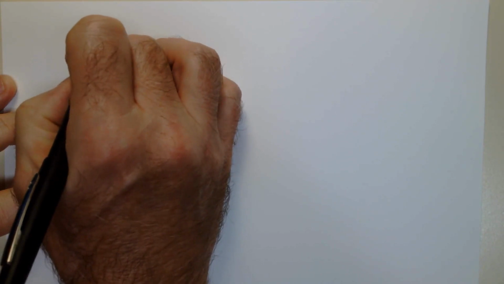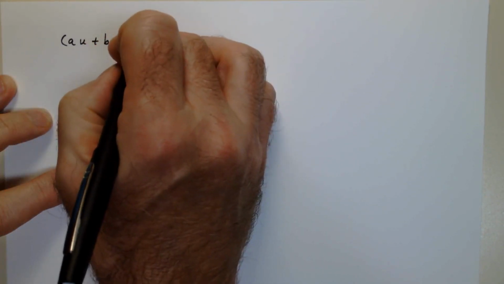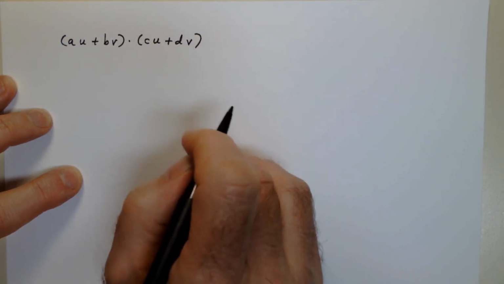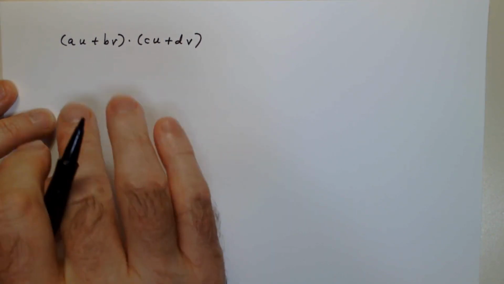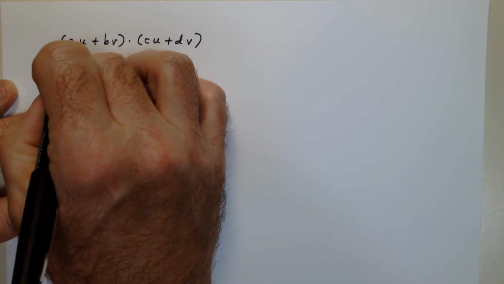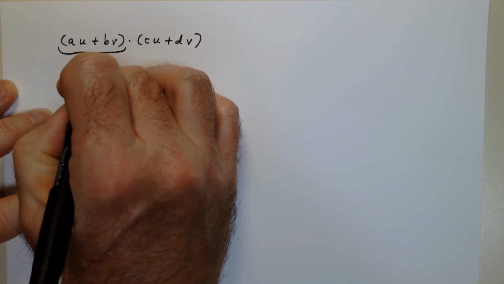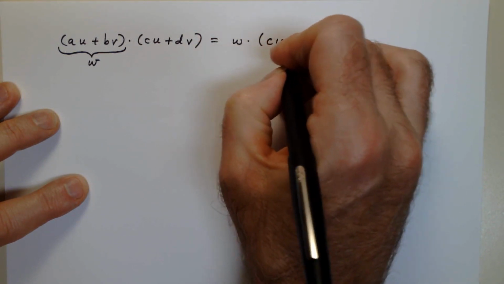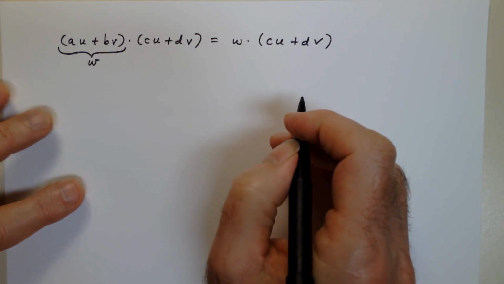All right, welcome back to the document camera. We're going to work out the details for our FOIL dot product. Let's just remember what the left-hand side looks like. We have a linear combination of u and v with scalars a and b being dotted with another linear combination of u and v, this time with scalars c and d. To keep things cleaner initially, I'm going to collapse this linear combination into a single vector that I'm going to call w.